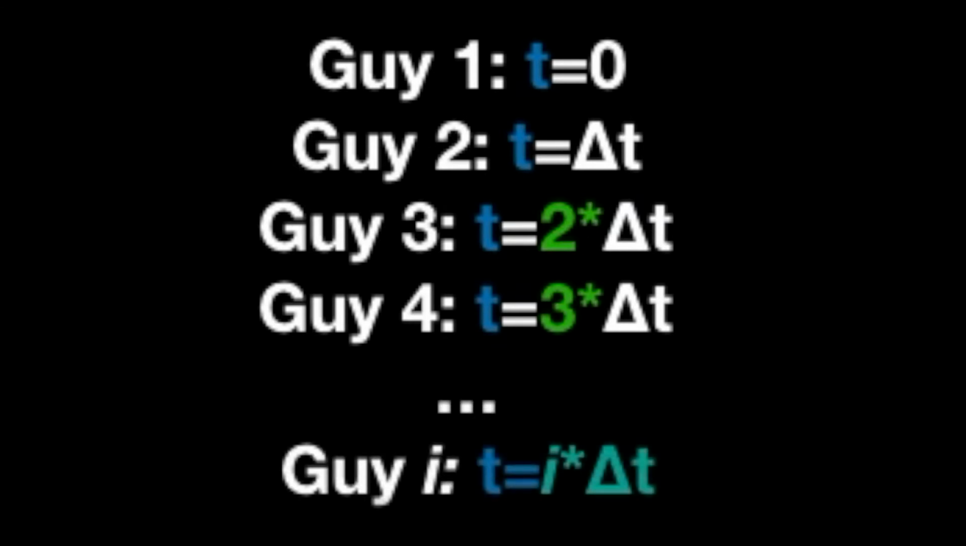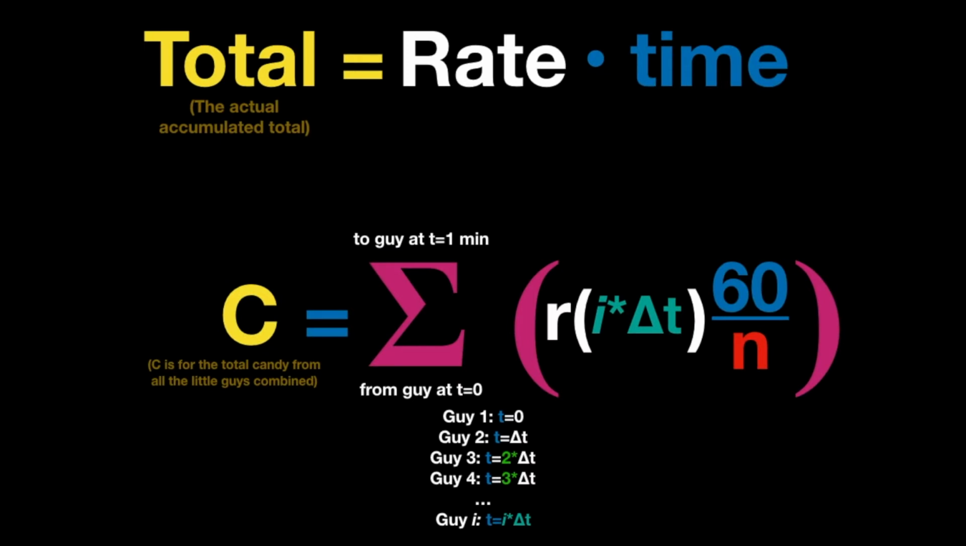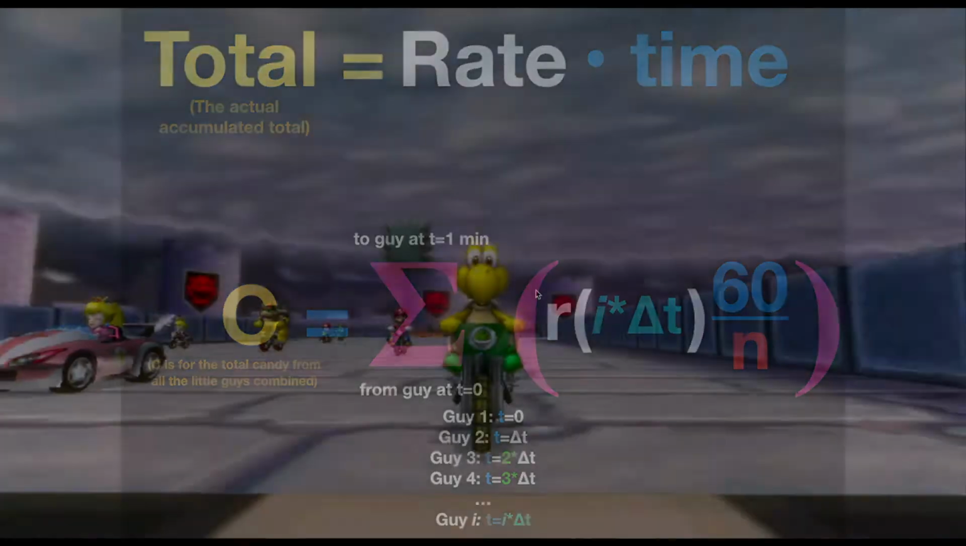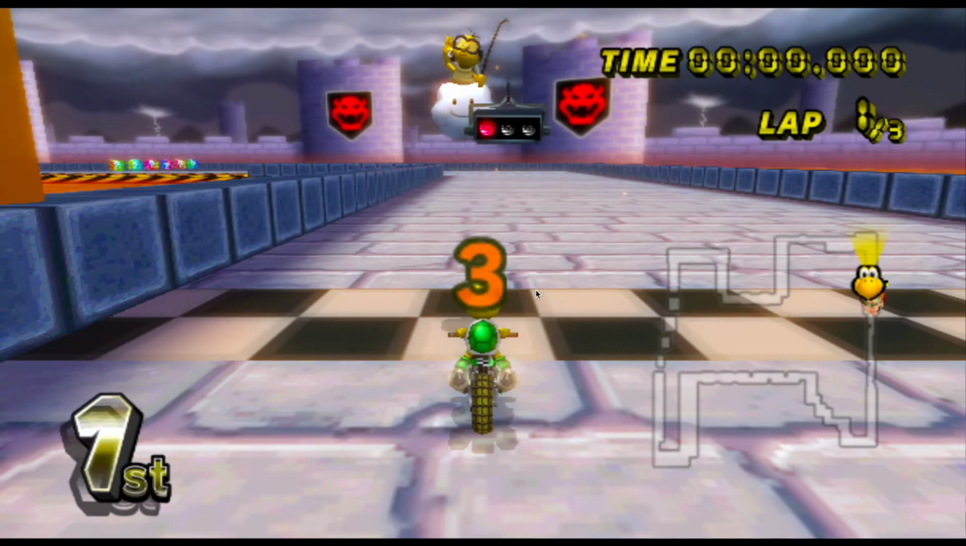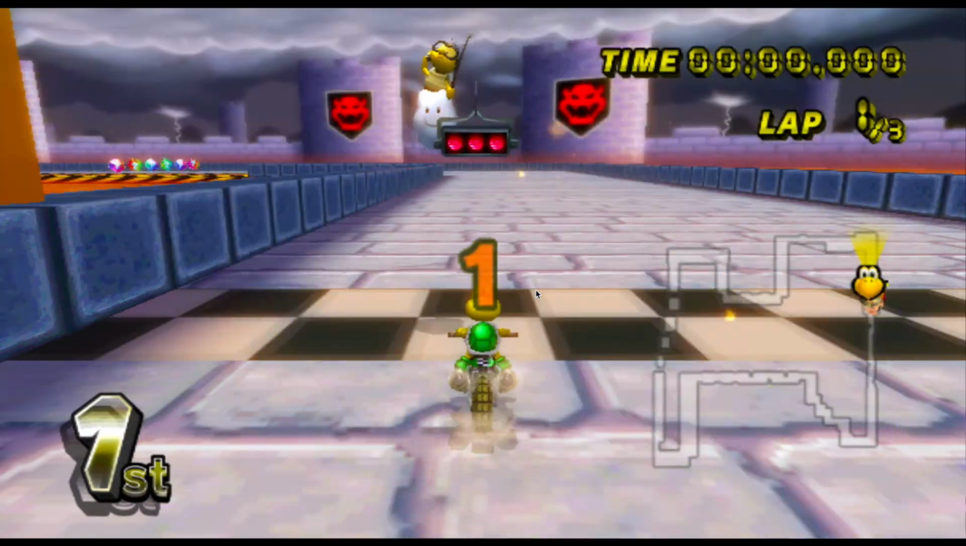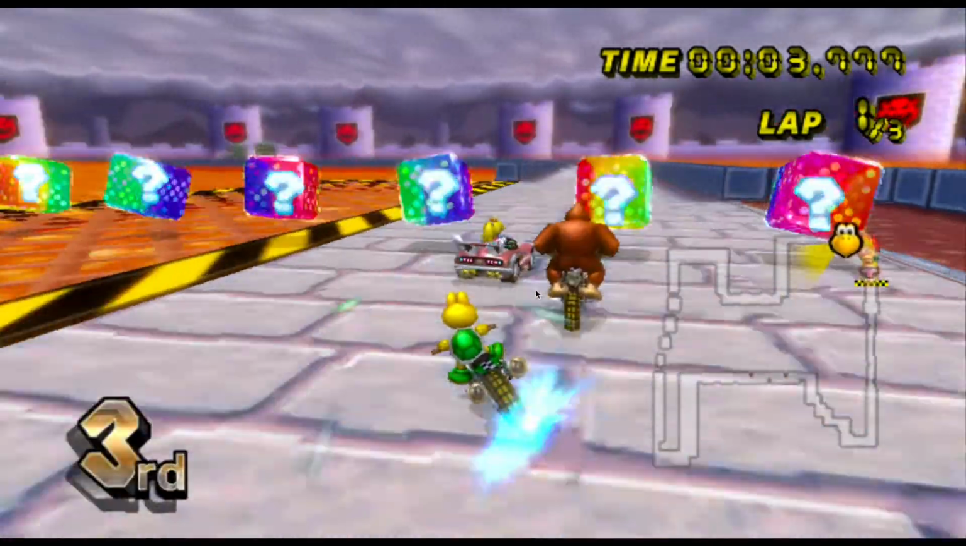And some random guy at the ith position is at time i times delta t. So now, instead of saying r of t, we can say r of i times delta t, which is still saying the same thing, but instead of saying that the random guy is at time t, we're saying that the guy has a number i, and once we multiply i by delta t, we get what time he's at. So now, we have this whole new expression r of i times delta t times 60 over n.